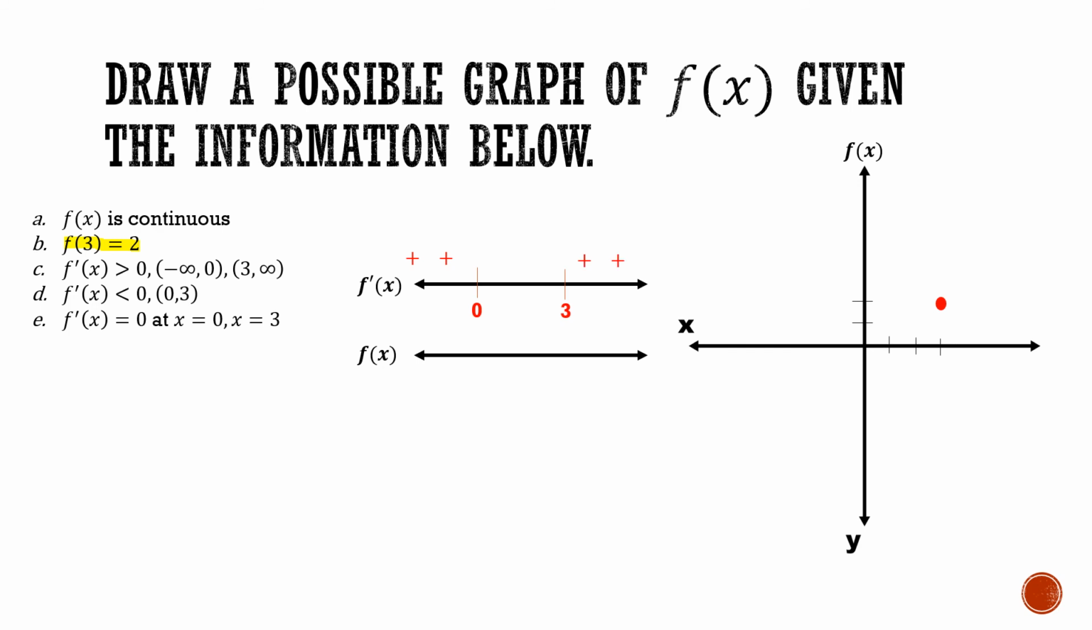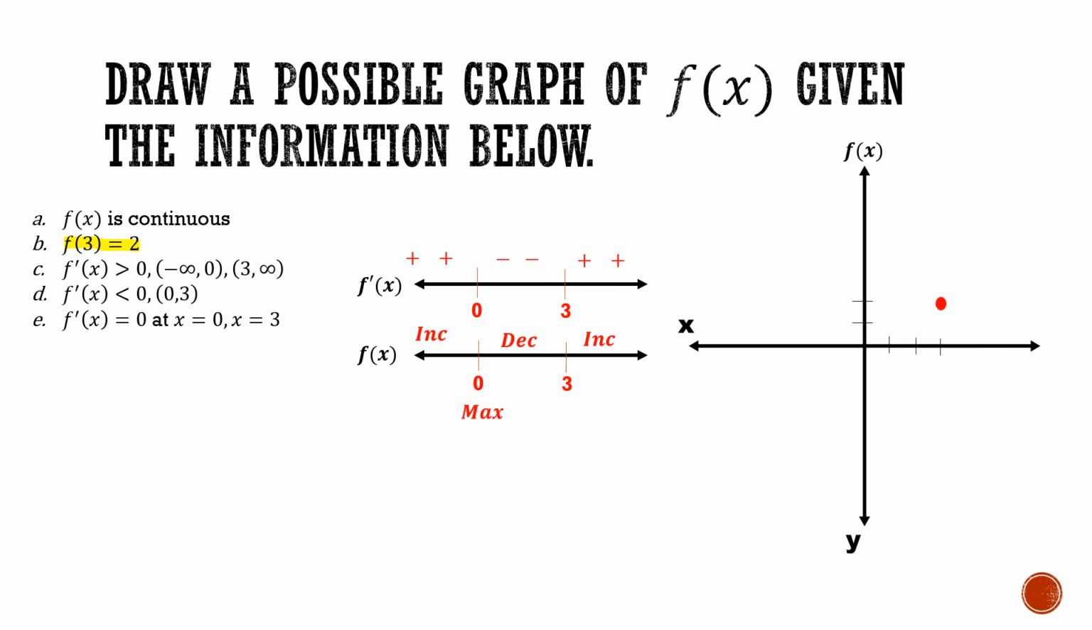Then the next characteristic, part D, says f prime is less than 0, so f prime is negative from 0 to 3. So I put negatives on my graph. Well, what does that tell me about f? That simply tells me that I am increasing, decreasing, increasing. The last thing it tells me, very important, is that f prime equals 0 at 0 and 3. That means that for sure I don't have any kind of cusp or corner or anything like that, because I'm equaling 0. That means I'm a max or a min at those values.